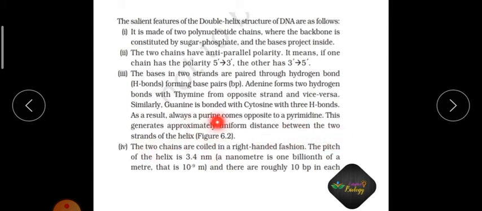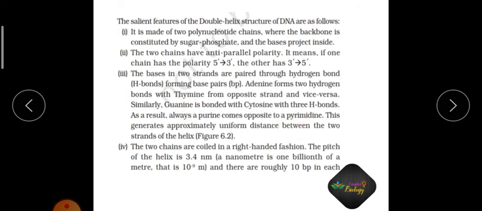So how does this generate uniform distance between the two strands of the helix? If you remember the purine structure, it is a single heterocyclic molecule. It is like a benzene ring, similar to that. A ring structure, just one ring structure is present, but in the case of pyrimidine there are going to be two ring structures.